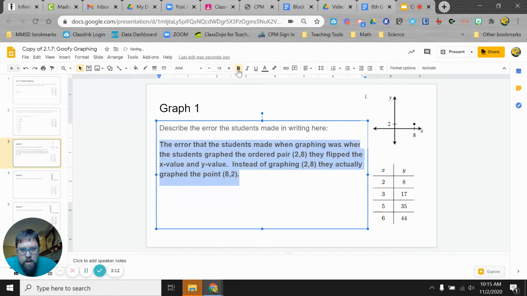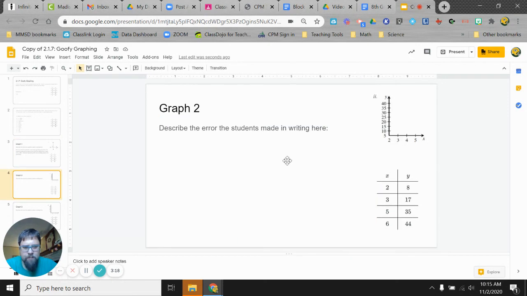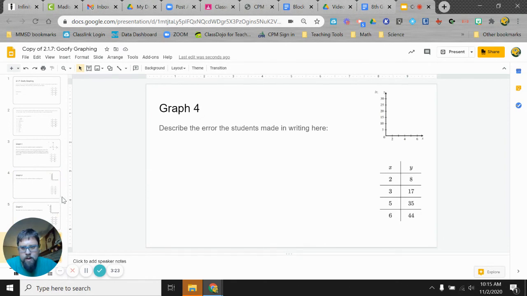You could put that in red or bold it or whatever, make it stand out. But that's essentially what you're doing. You'll go through, and for each of the graphs, you're going to try to describe what error was made. And there's 3 more. Your teachers, I'm sure, will be around to support you doing this, and good luck.